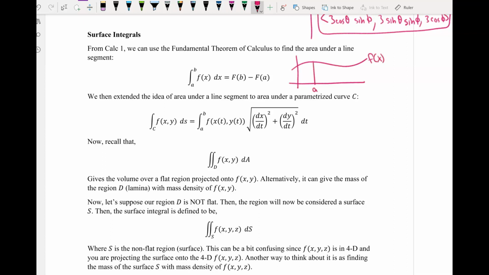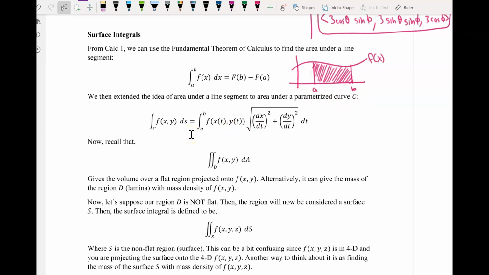And if I want to find the area under this curve, right, I'm just going to take the line segment from A to B and find all of this area. And that's just our integral. That's the basic integral that we've been taught. We extended our idea of area under a line segment to an area under a parametrized curve.